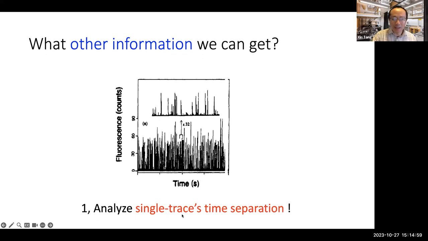One is to analyze the single trace time separation. The second one is doing the correlation of the same trace, temporal correlation. That we will not discuss too much in the class. I have a detailed explanation in the homework, so you can use the homework to practice that, okay?